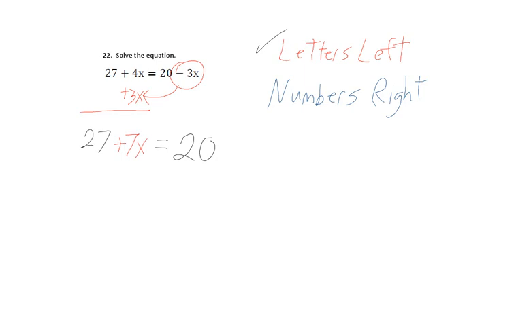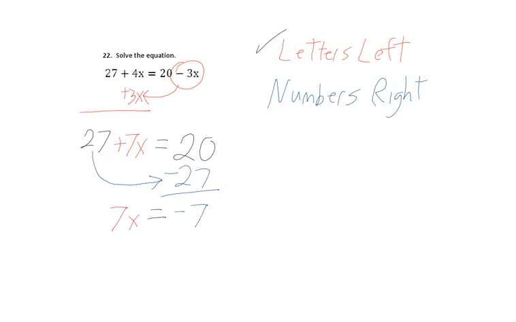Now I would like all the numbers to move to the right. 20 is already on the right, so I'm happy with that. 27 is on the left. I want 27 to move to the right. So 27 can move to the right, but it's gonna turn into minus 27. 20 subtract 27 is negative 7. And I will bring everything down. So bring down the equals and bring down the 7x.